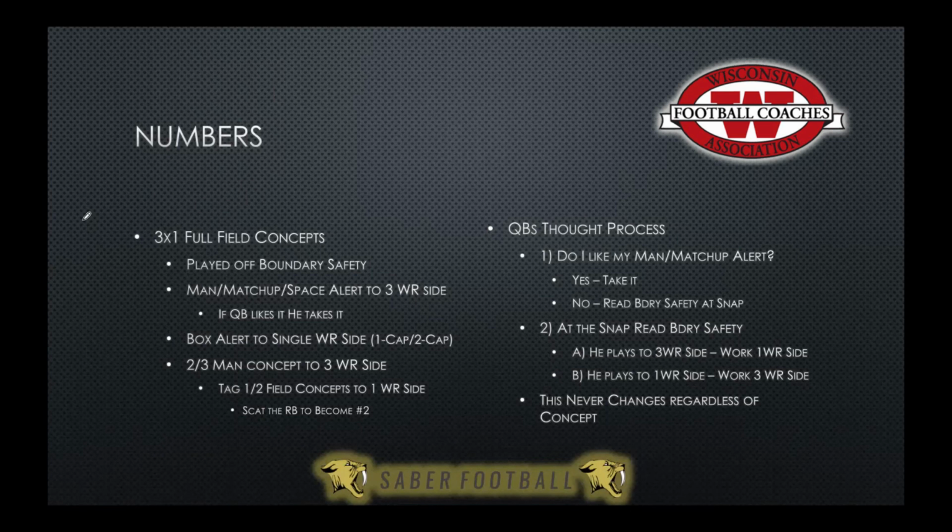And we're always going to play away from that guy. And then we have a 2 or a 3-man concept tagged to our 3 receiver side. Now this is where we're going to start tagging those half field concepts that I was talking about earlier back to that single receiver side. In order to do that, we're going to scat the running back to become our number 2. Typically, he's just going to be going to the flat. For the most part, we will run him on a wheel from time to time. A lot of different things you can do over there.